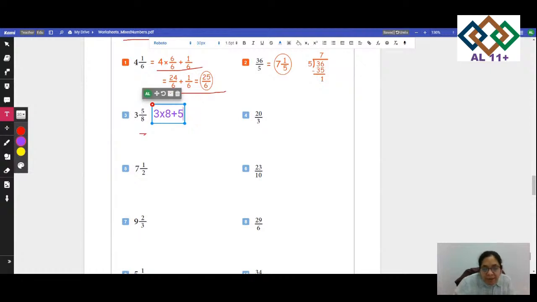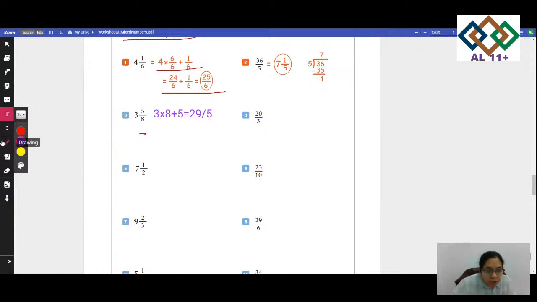So 3 multiplied by 8 is 24. 24 plus 5 is 25, 26, 27, 28, 29. It's 29 by 8 is your answer. So you're adding the same way that I have done. They have done it in this way, or you could do our way. Any way that you guys find similar.